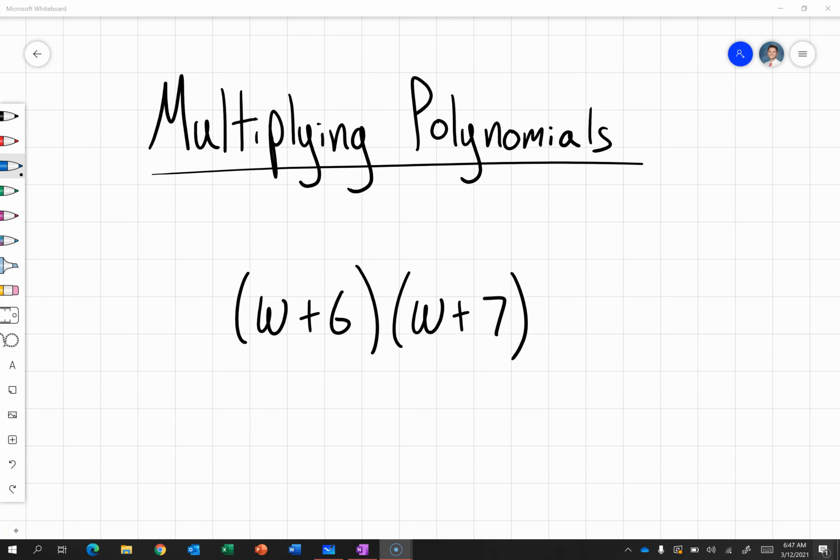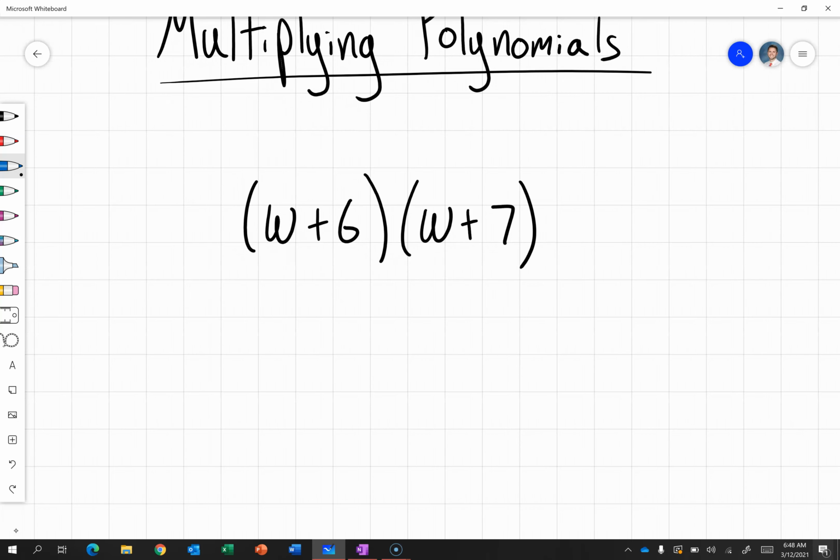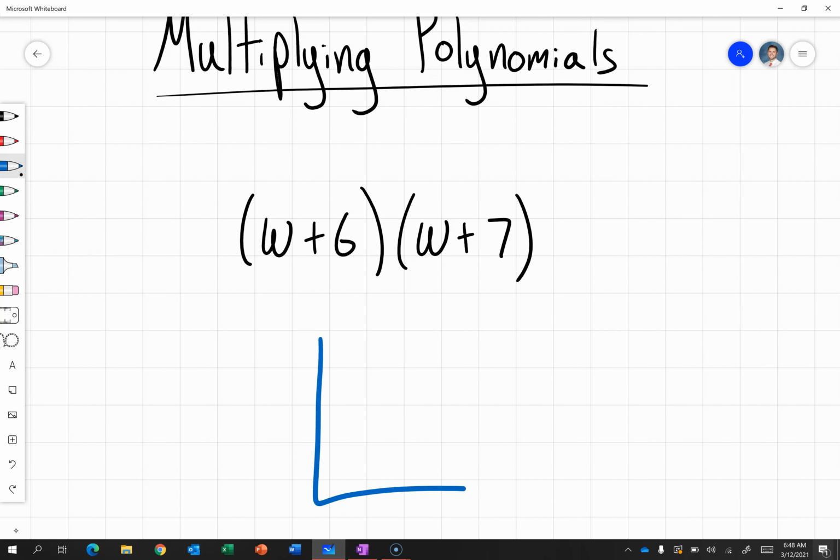All right, let's review multiplying polynomials. So you'll remember we kind of talked about two different methods. We talked about the FOIL method and also using an area model. I'm going to go ahead and stick with using an area model. I think it's just the most consistent way to do this and the easiest way to see each product as we multiply. So let's go ahead and set up our area model for w plus 6 times w plus 7.